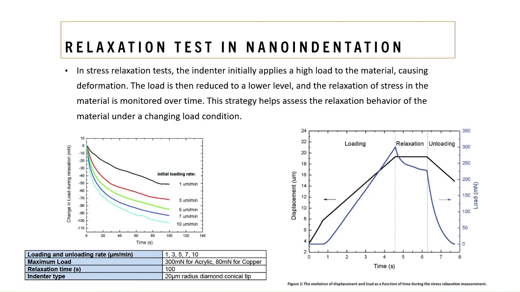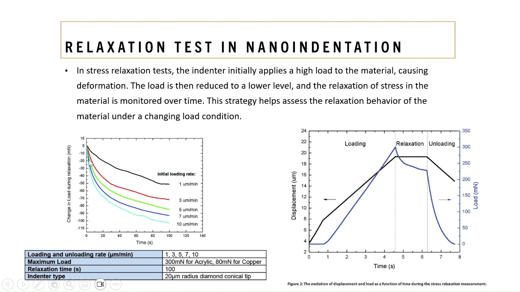In a stress relaxation test, the indenter applies a high load to the material causing deformation. The load is then reduced to a lower level, and relaxation of stress in the material is monitored over time. This strategy helps assess the relaxation behavior of the material under a changing load condition. And the challenge in stress relaxation testing is maintaining a constant depth.